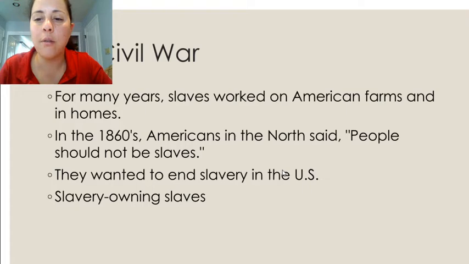So this is what the slaves did on American farms. They worked to make sure the fruits and vegetables and cotton and soy and wheat were ready to eat. And they worked in American homes. So can you tell me, what kind of work do you do inside your house?